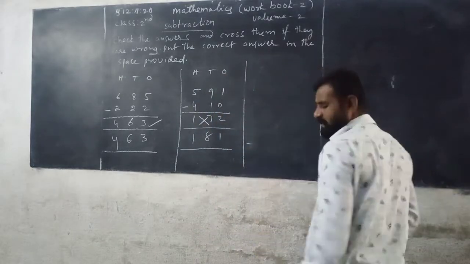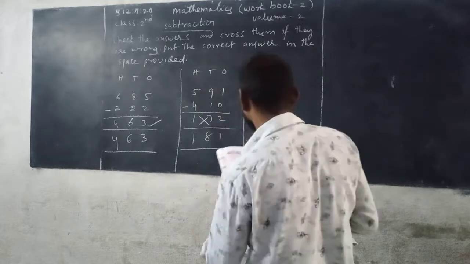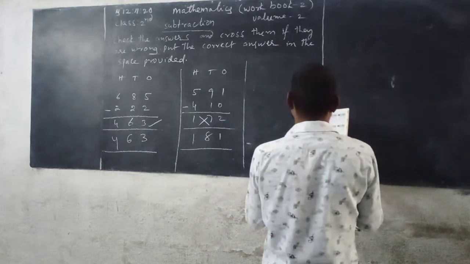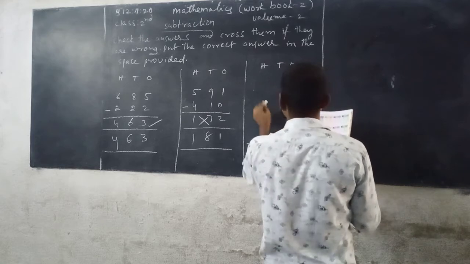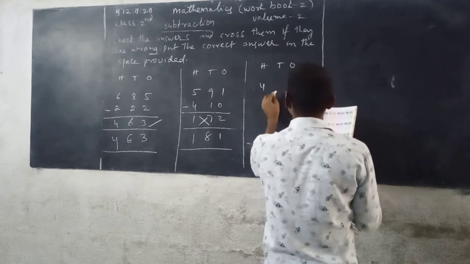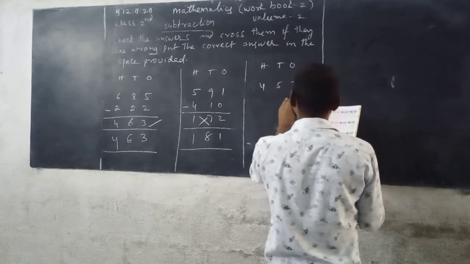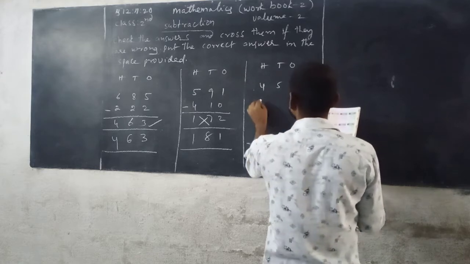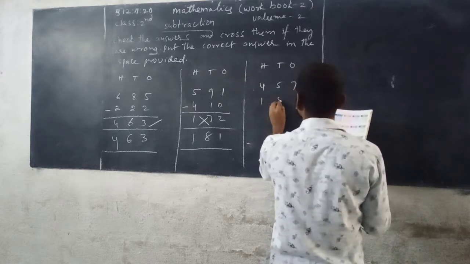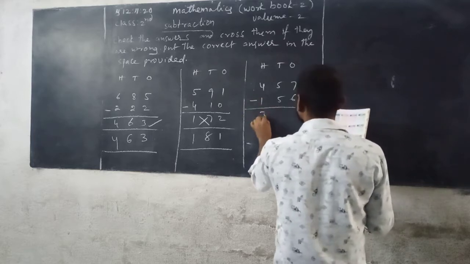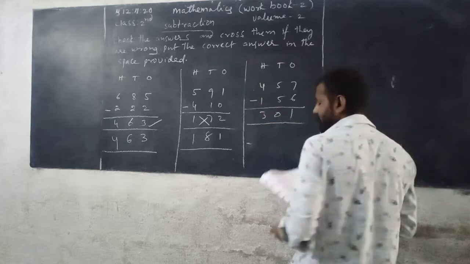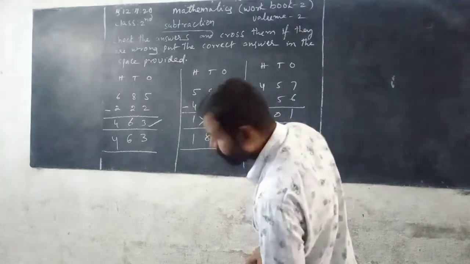Now next one is 457 minus 156. The given difference is 301. Once check it. First subtract the digits in ones place.